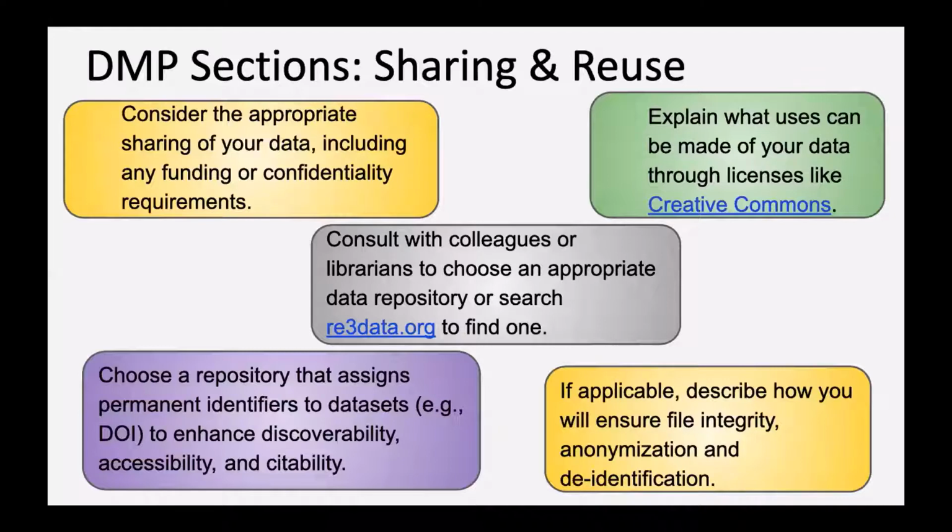Thinking about things like sharing and reuse, so consider the appropriate sharing of your data, but attending to any funding or confidentiality requirements. Of course, any research involving human participants will very likely have gone through an ethics application process, so those should be accounted for in there. Thinking about what types of licenses you might have on data, like if it's going to be an open license, Creative Commons license, I've created a link there for you to look at. And thinking about what might be an appropriate repository or repositories for supporting your data deposit down the road. And so I've included a link to re3data.org, which is a wonderful resource.